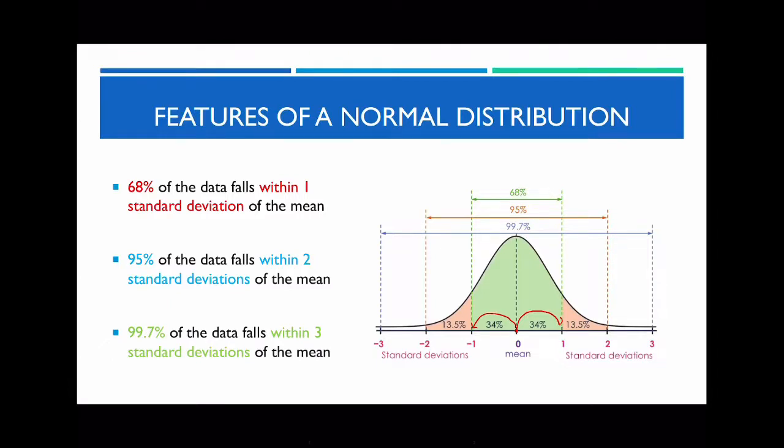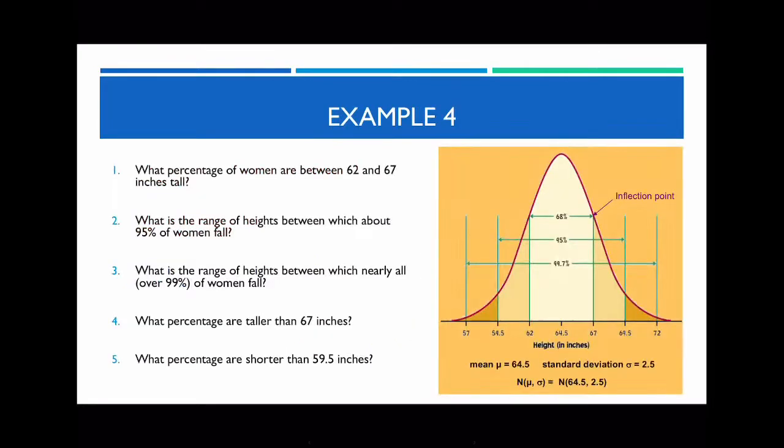If we move 2 standard deviations from the mean, so moving left as well as right, this would encompass 95% of the data set. And if you move 3 units to the left and right, this will encompass 99.7%. This is a rule that you just have to memorize. And based upon this rule, we can then answer the following questions.